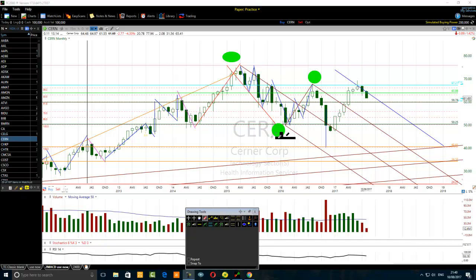So what we're going to do today, we're going to apply the Pitchfork tool to this stock, Cerner Corporation, ticker CERN. I hope my pronunciation is correct, belonging to the technology sector. We will apply it, and I want to share with you a few things that you need to know as a swing trader.